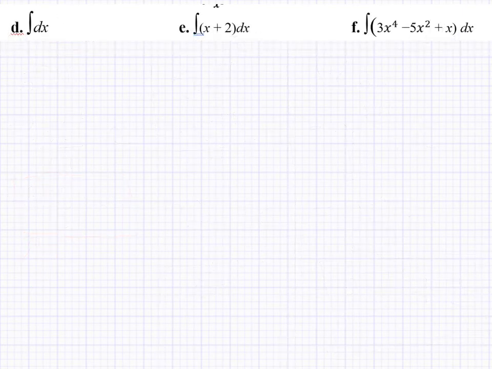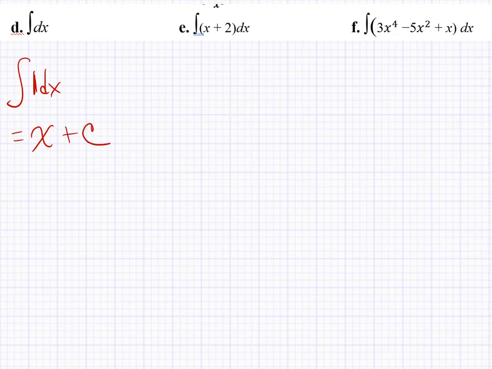Here's another one. This one is usually one that gives people some trouble, but think about this. They go, well, what am I supposed to integrate? There can always be a 1 here, so 1 dx. So you ask yourself, what did I take the derivative of to get 1? Well, x, right? The derivative of x is 1. Throw plus c on the end, and there's your answer.